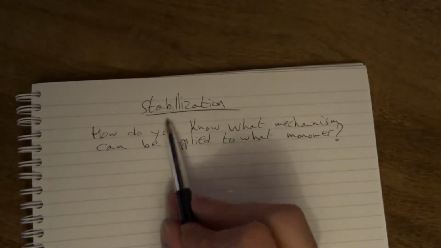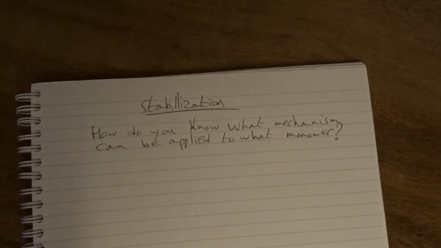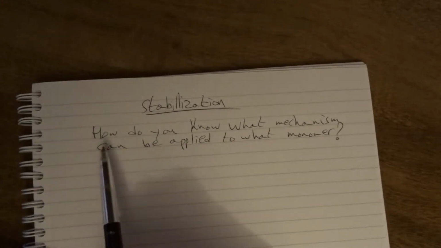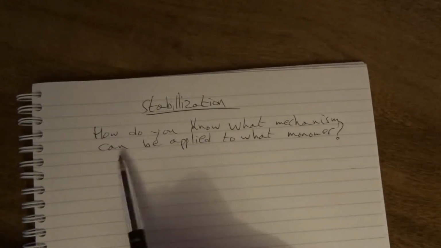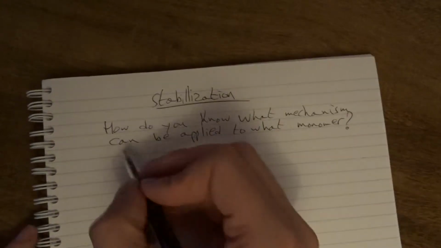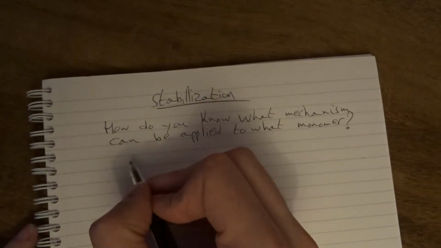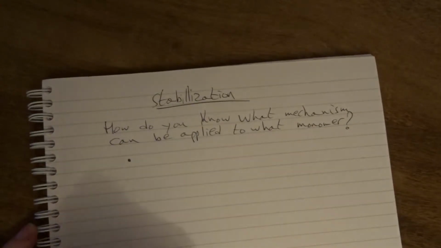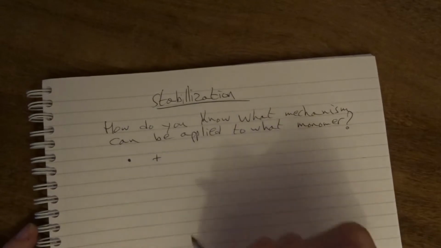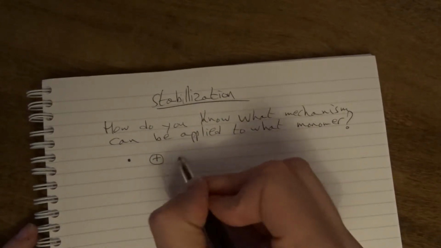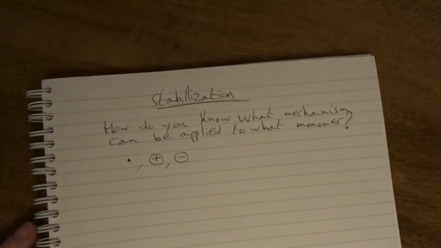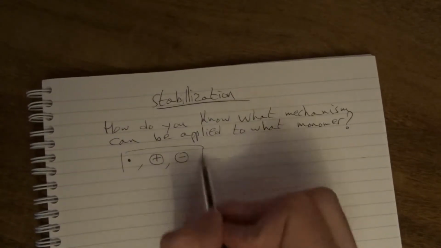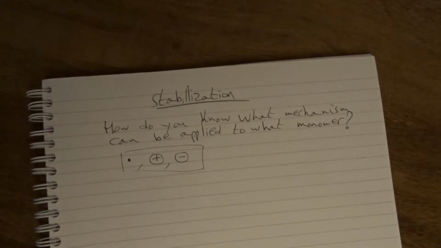This video will look at the stabilization of the monomers in polymerization reactions. And the central question here is, how do you know what mechanism can be applied to what monomer? As we have seen in the videos before, we can choose between radical polymerizations, cationic polymerizations, and anionic polymerizations. So if we see a monomeric structure, how do you know what kind of polymerization mechanism you choose?